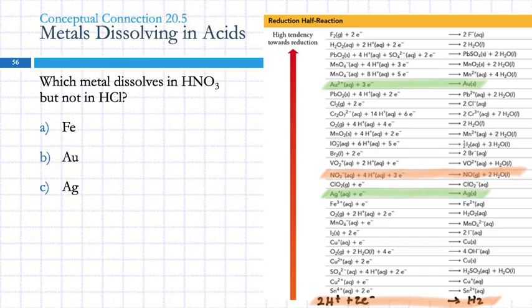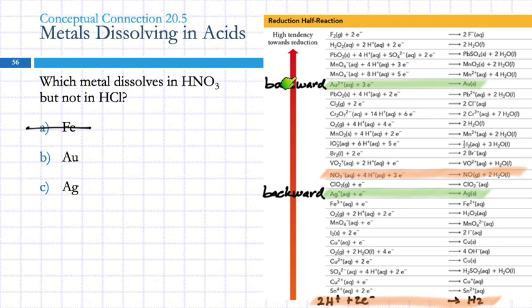So this one, we're looking at the backward version of that and the backward version of this one and the backward version of the one that's on the next page. So we don't need to think about iron. Iron's not the answer. So we want to know which one will dissolve in nitric acid, but not in hydrochloric acid. So for these backward ones to react, they have to be paired with a forward one that's above them, right?